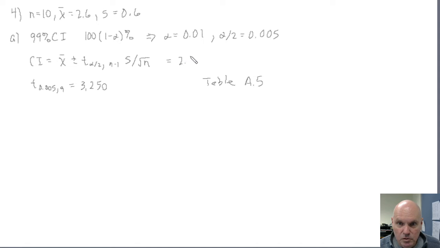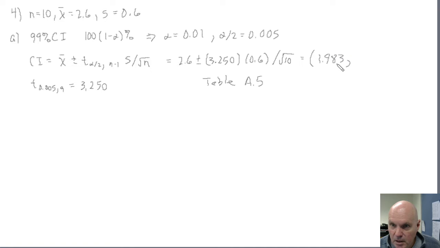So this is 2.6 plus or minus 3.250 times our sample standard deviation, which is 0.6, divided by the square root of 10, and then subtracting, I'm going to get the lower value for my confidence interval. That's 1.983, and then adding, I get 3.217.